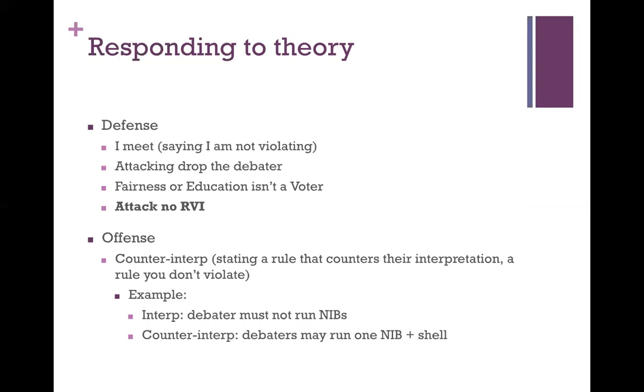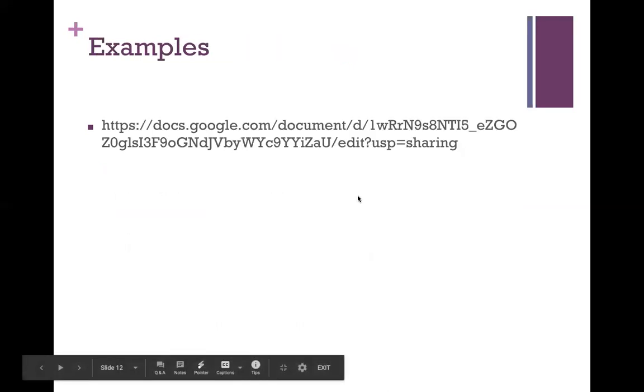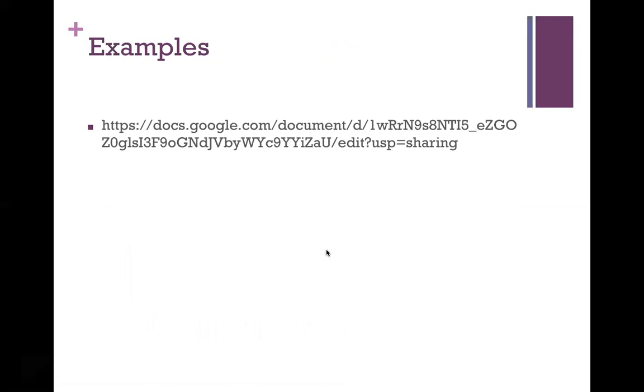For example, the interp is, debaters should not run nibs, which is a bad interp. We went over that earlier. A counter interp to that would be, debaters may run one nib plus a shell. I'll go on to examples later because I have to get through the rest of the slides.